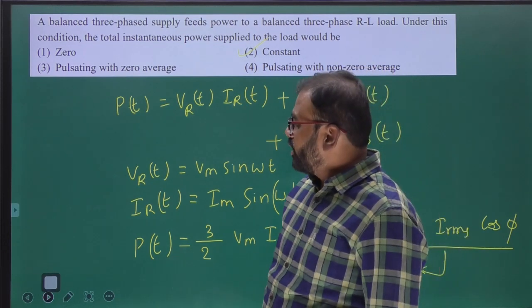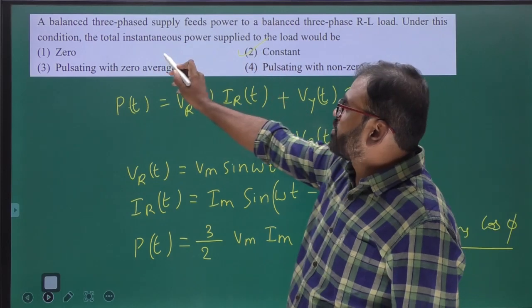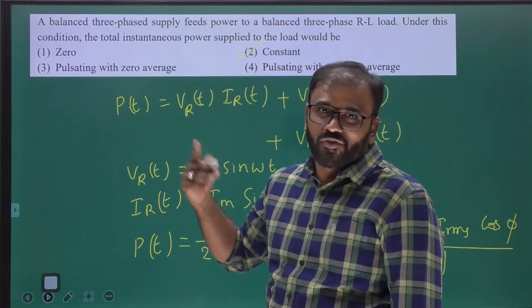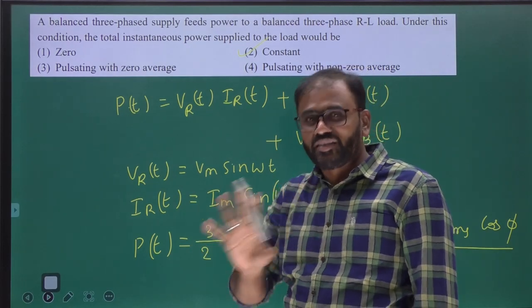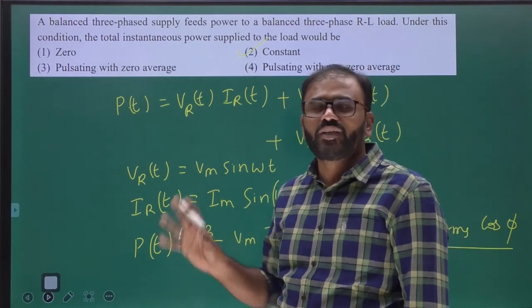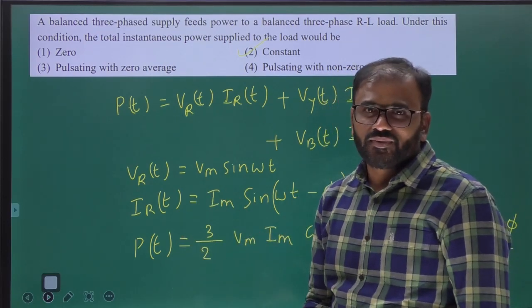But many people get confused by seeing the word instantaneous power. Instantaneous power means p of t, that is v of t and i of t. Definitely it looks like it would be pulsating in nature, but it's not pulsating. It is always constant. Now we'll move on to the next question.